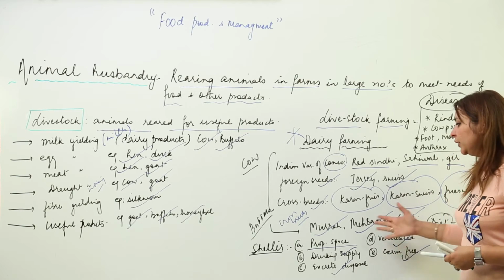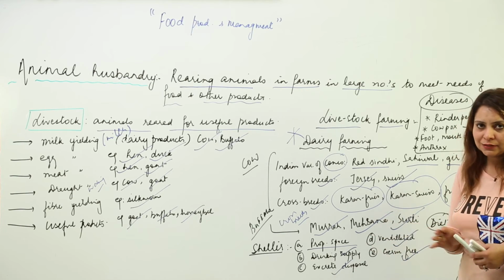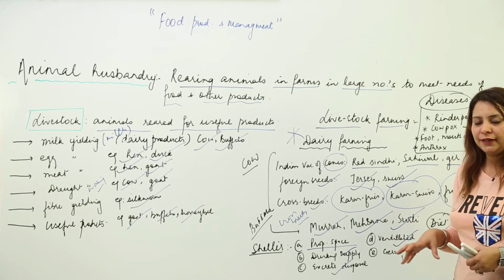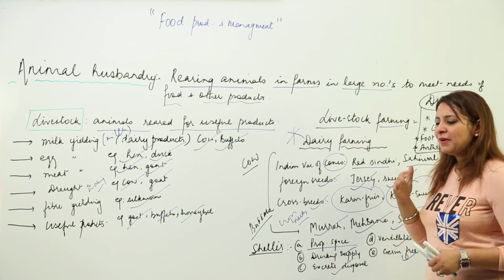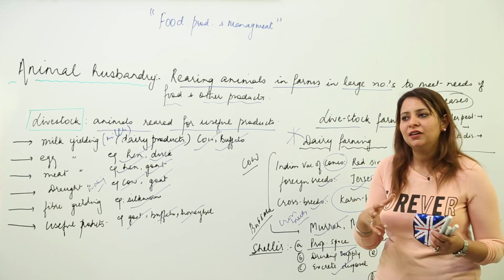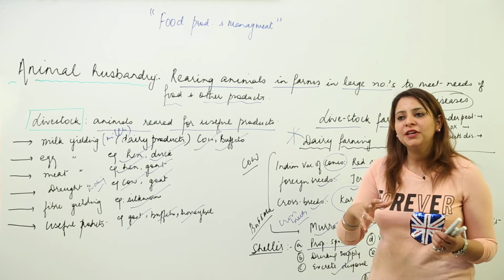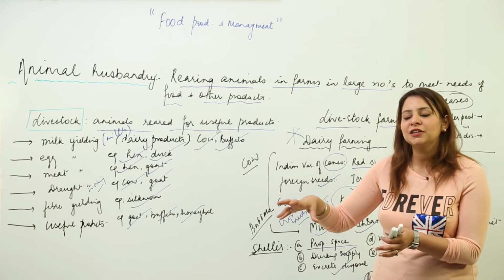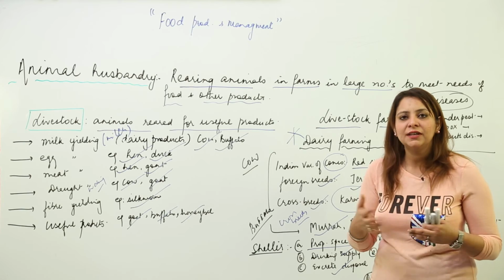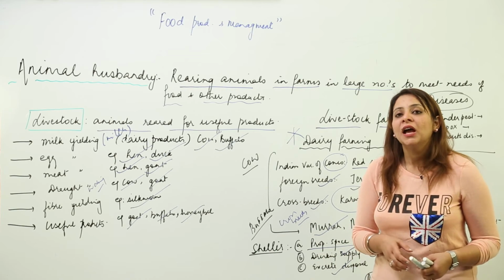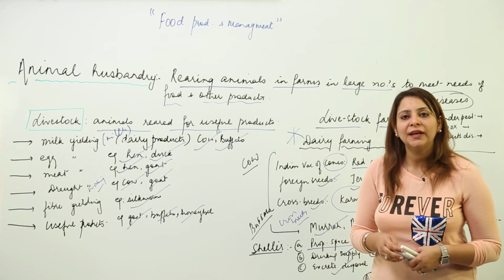So obviously you need to take care of these things when you are rearing animals. They should have a proper shelter. And moreover, when some animals get sick, there should be a proper isolation of those animals, because if you keep that animal along with the others, the disease may spread to all animals, and even the products which we are going to get will get spoiled.